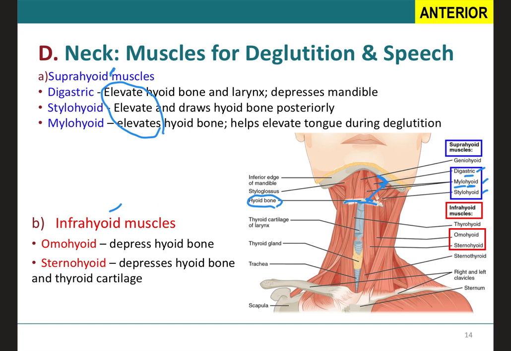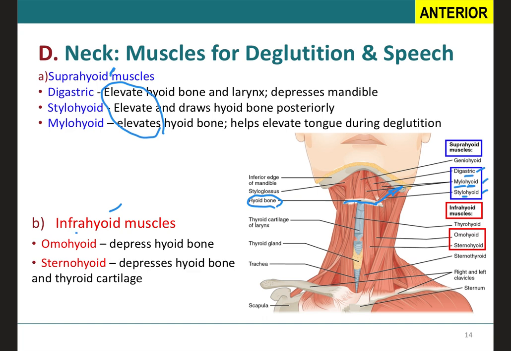And lastly, we have the stylohyoid, which, like the name says, stylo for styloid process, and it will be a muscle that goes from the hyoid bone all the way to the styloid process in the back. Remember, the styloid process is a bone feature of the temporal bone. So it will pull the hyoid bone again in this direction, pull it back. So it will elevate the hyoid bone.